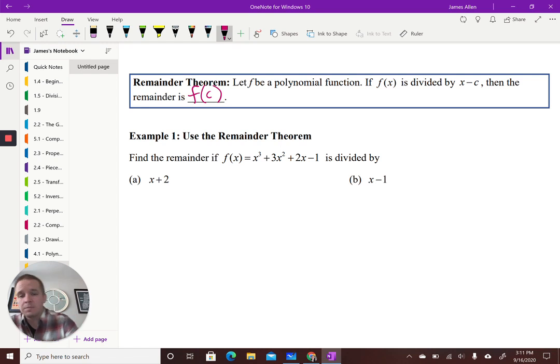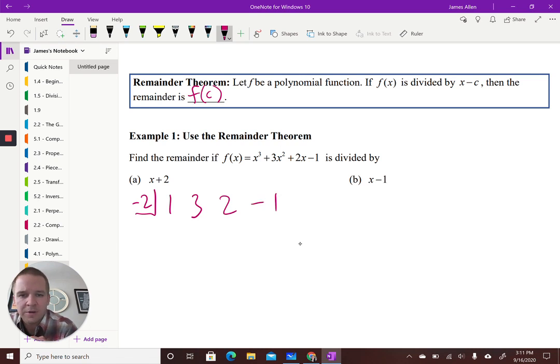Find the remainder if your polynomial function f of x is x cubed plus 3x squared plus 2x minus 1, and it's divided by x plus 2. We'd either do direct substitution with negative 2, or we could do synthetic division. So let's review synthetic division. I love me some synthetic division. It usually keeps my numbers a little bit smaller, so it's easier to work with without a calculator, which is a nice thing to know how to do.